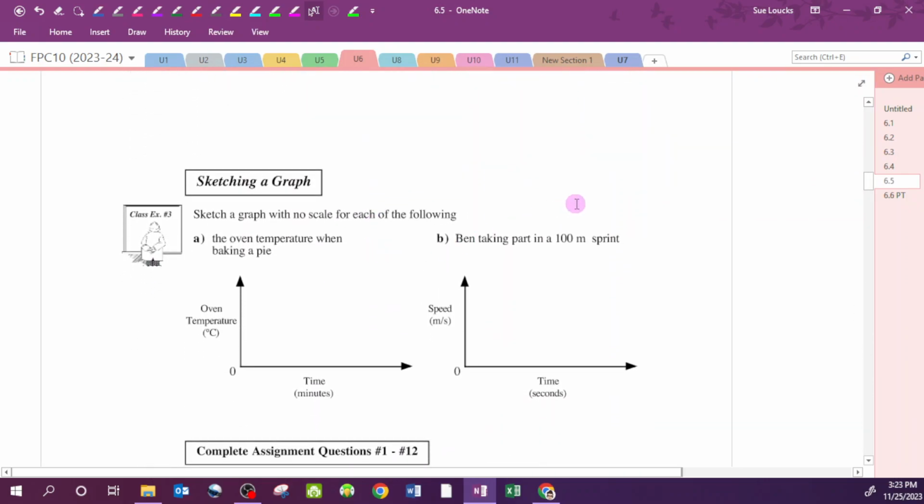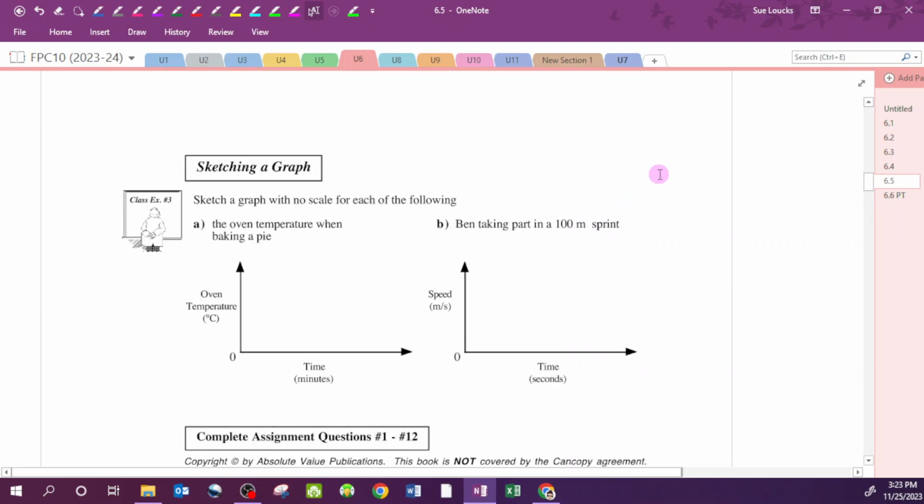Okay, sketching a graph. I don't like these ones because I think they come out fairly similar. You turn the oven on. It takes some time to heat up. I assume it heats up at a fairly constant rate, and then you're baking your pie, so it's going to just stay at the same temperature. So it stays at your constant temperature for a while. And then you turn the oven off and it takes a while to cool off.